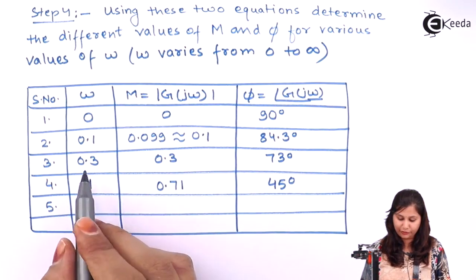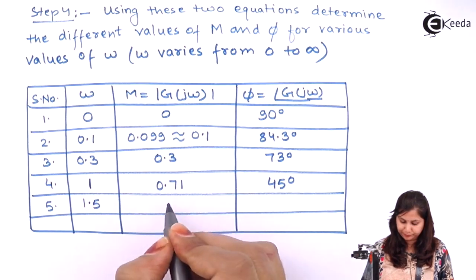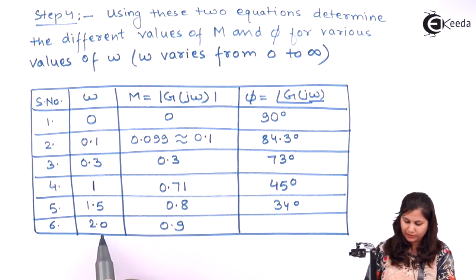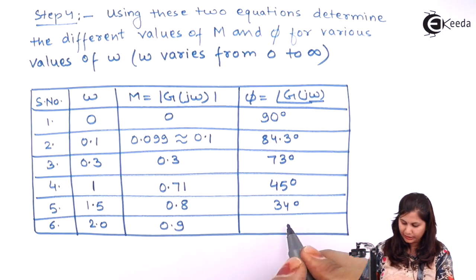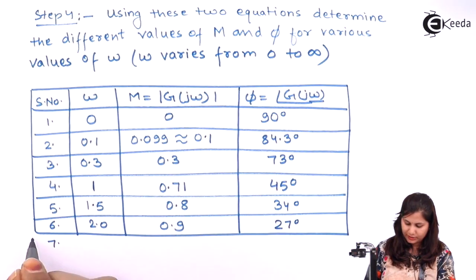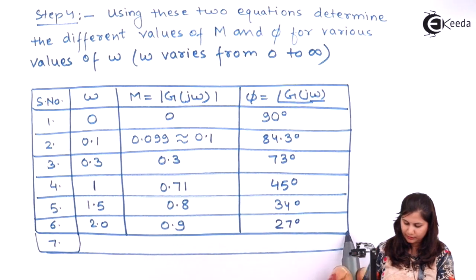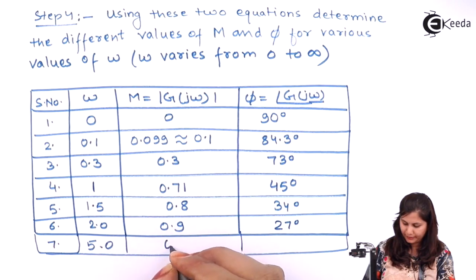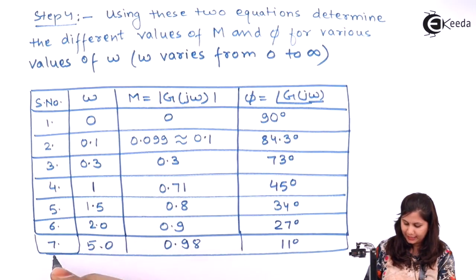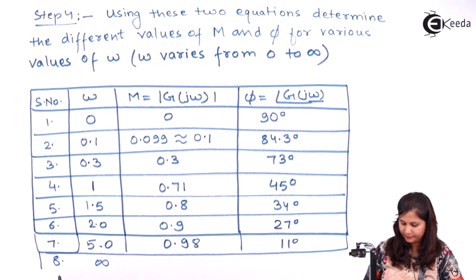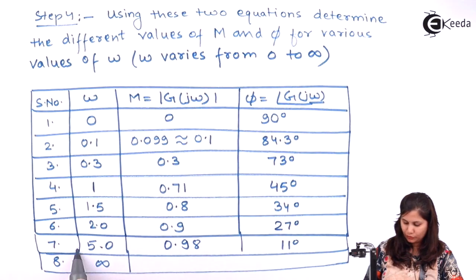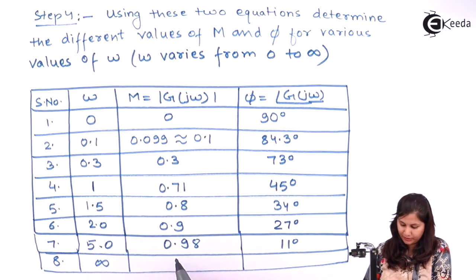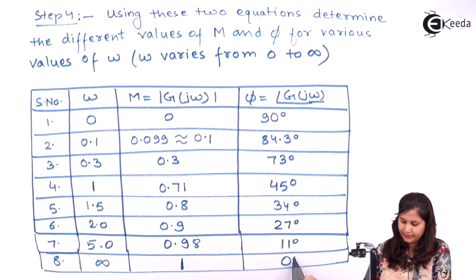Now next, getting the value of omega here as 1.5. For omega equals to 2, we have 0.9 and the phase angle is 27 degrees. Next, if we take omega as 5, then it is 0.98 and 11 degrees. And last, we will take the value as infinity. If in the magnitude expression we put omega as infinity, then the magnitude comes out to be 1 and the phase angle comes out to be 0 degrees.